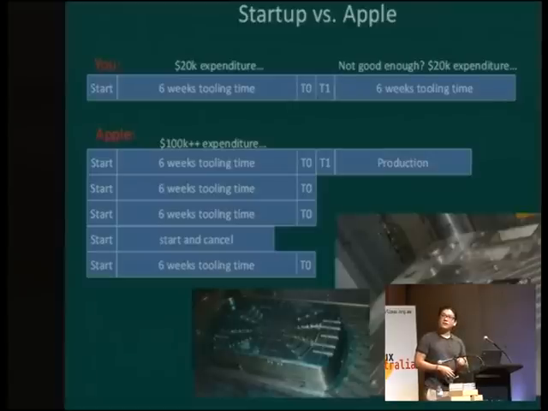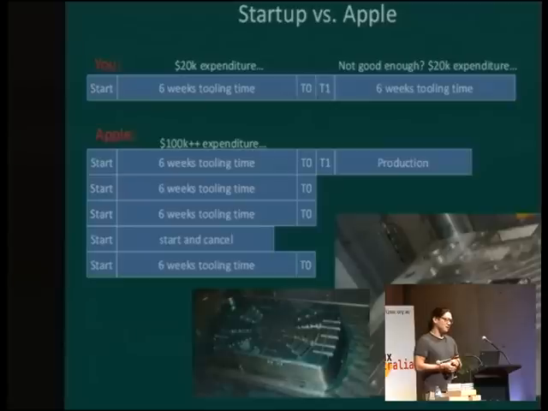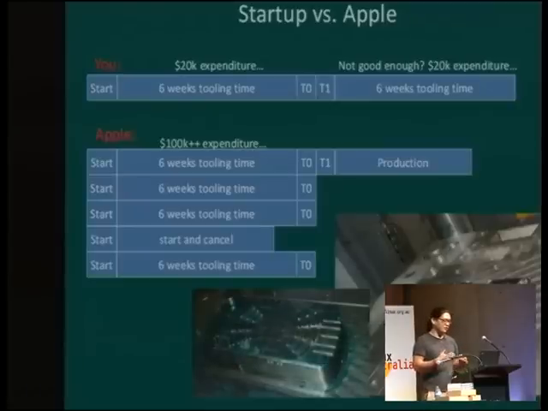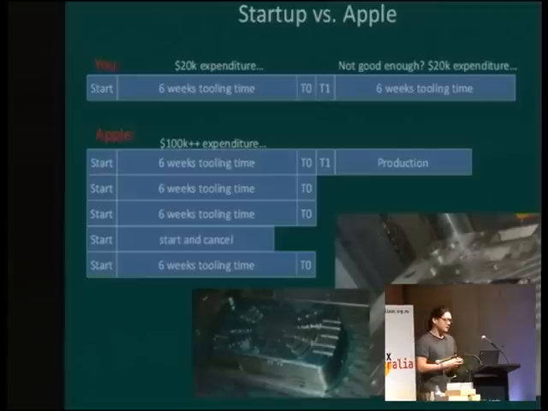So they would just go ahead and throw $100,000 on the floor, and they would throw away all but one of the tools. This allows them to explore like 5 or 6 design directions simultaneously in order to make sure that they can stay on schedule. One of them is picked, and they go to production.